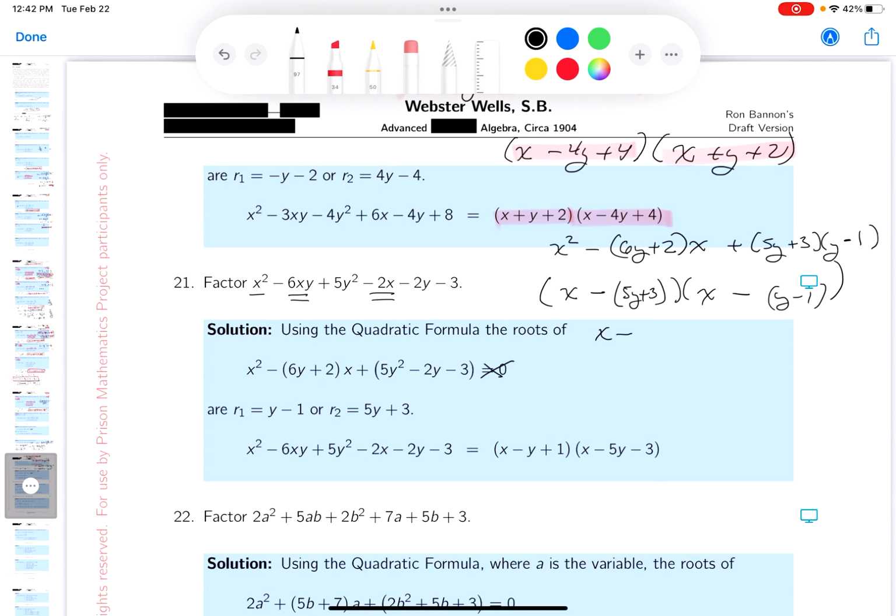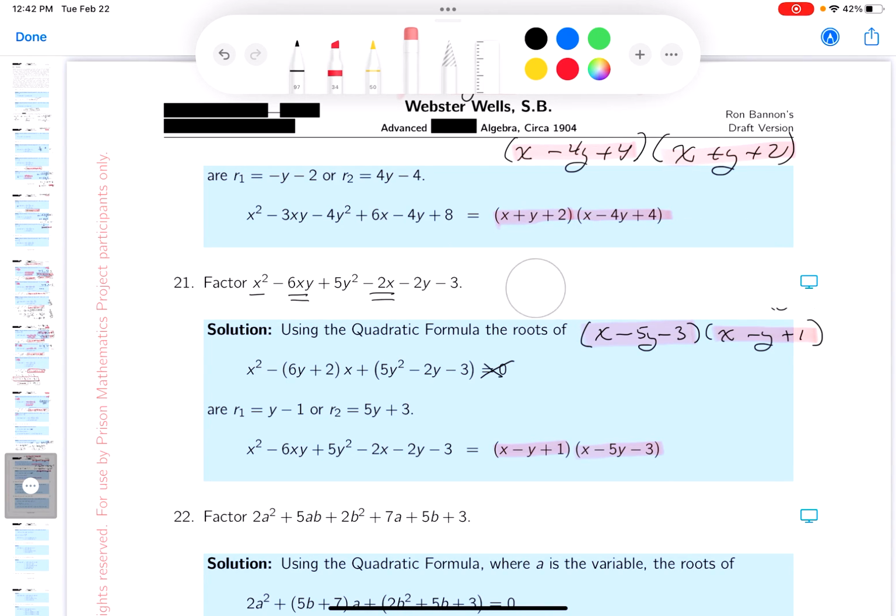x minus 5y minus 3, and then it's going to be x minus y plus 1, all right? Now, that's my preferred technique, by the way. So I want to see if I see that in their answer key. And I see it. Okay, I'm going to get my eraser out, and they didn't do that technique. All right, when I say that, I wrote the key.